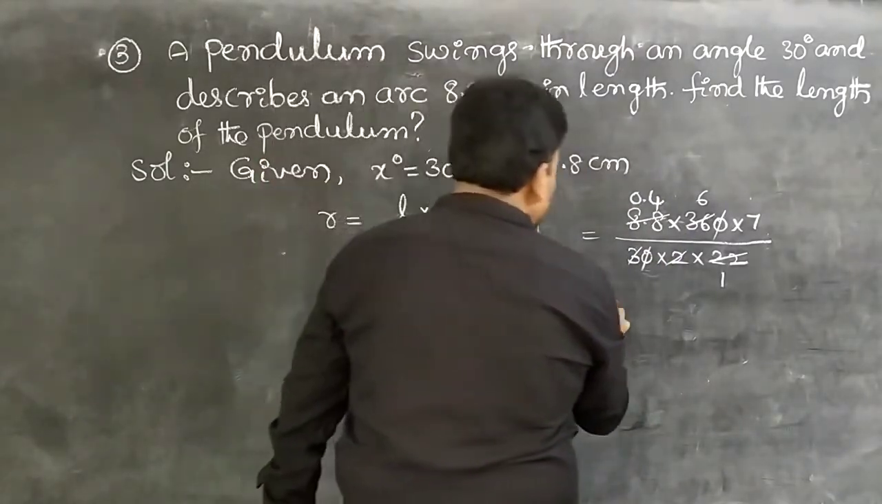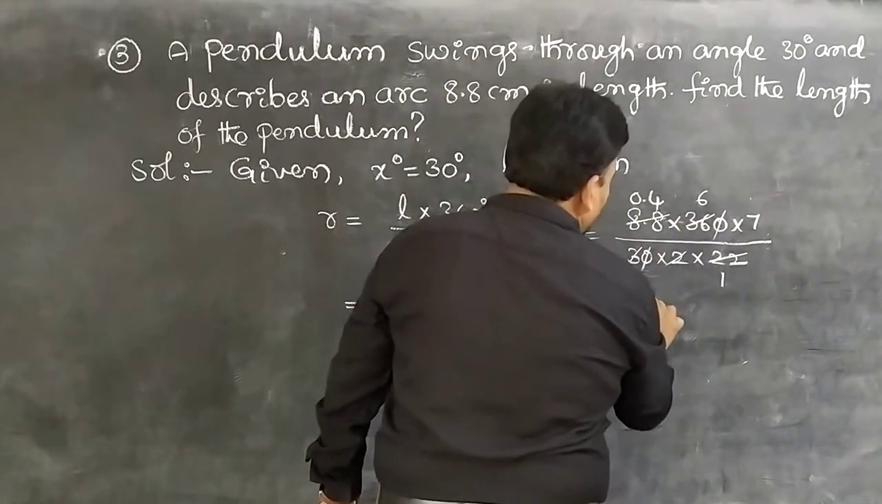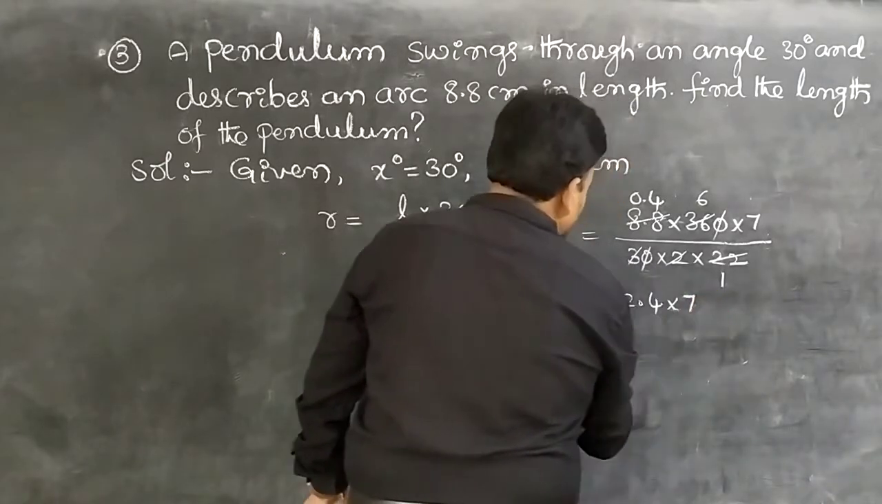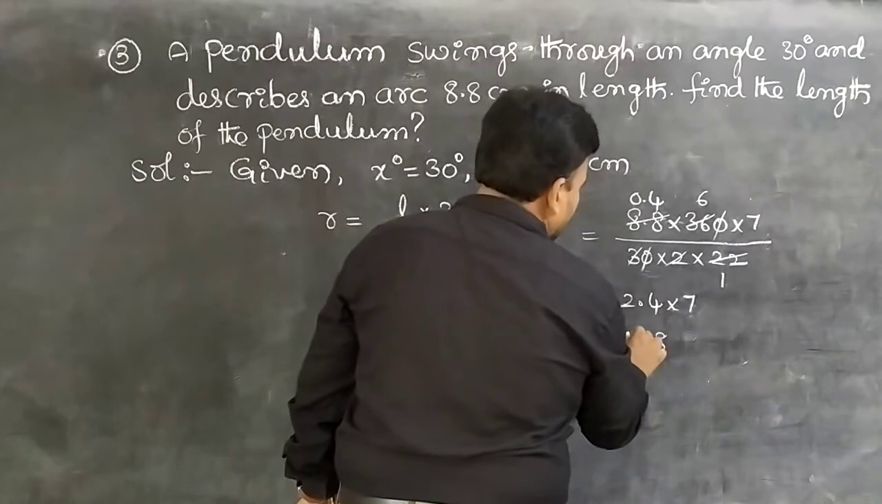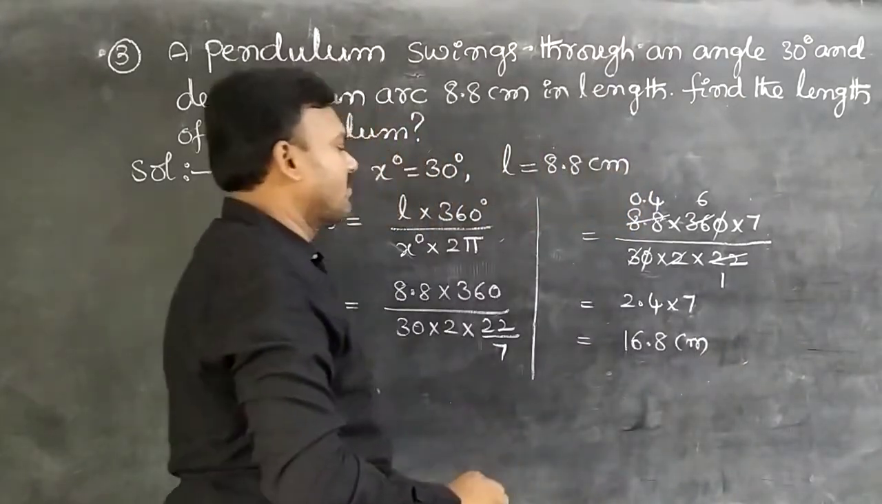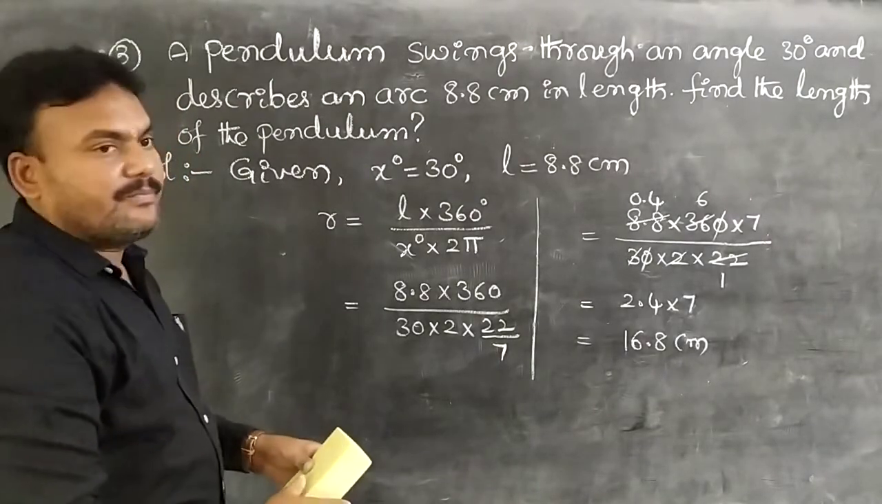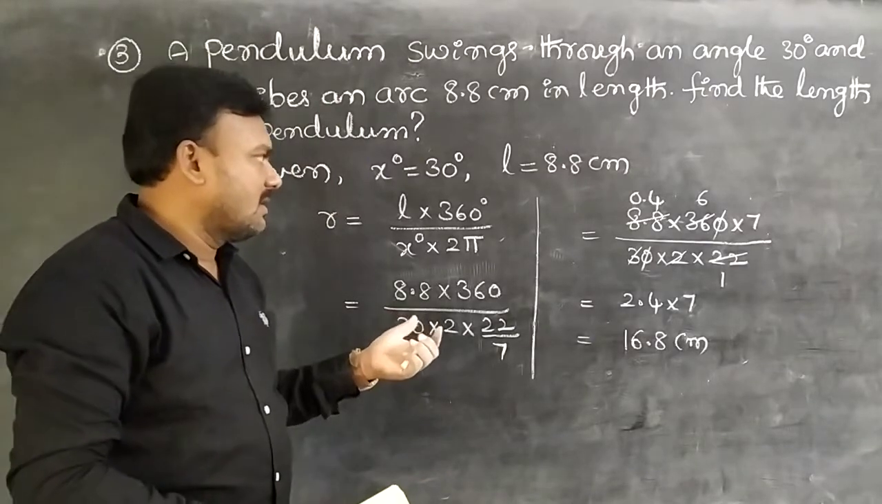Next one, it becomes 0.4 into 6, nothing but 2.4. 2.4 into 7. So that implies 7 4 is 28, 7 2 is 14 plus 2 is 16. So 16.8 centimeters. This is the length of the pendulum, students. Okay, all of you must write and practice carefully.